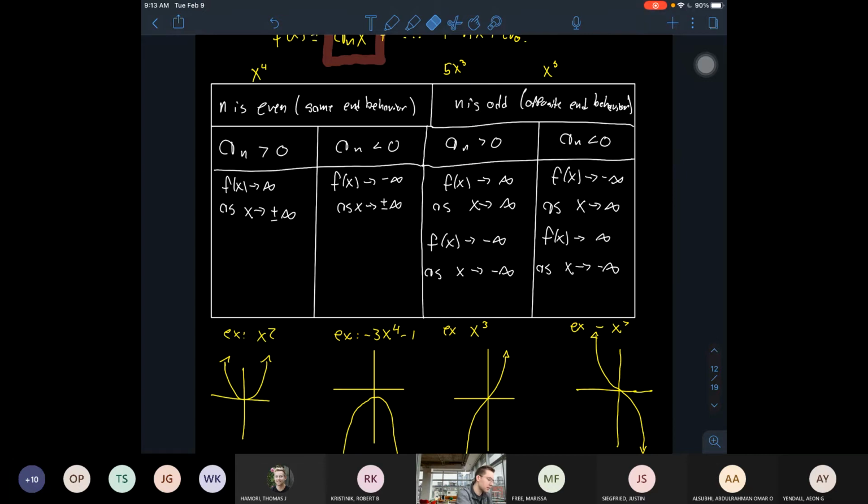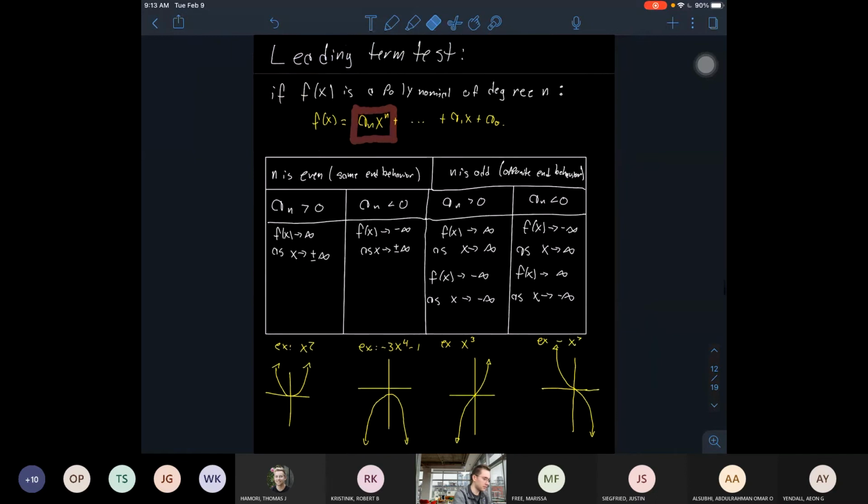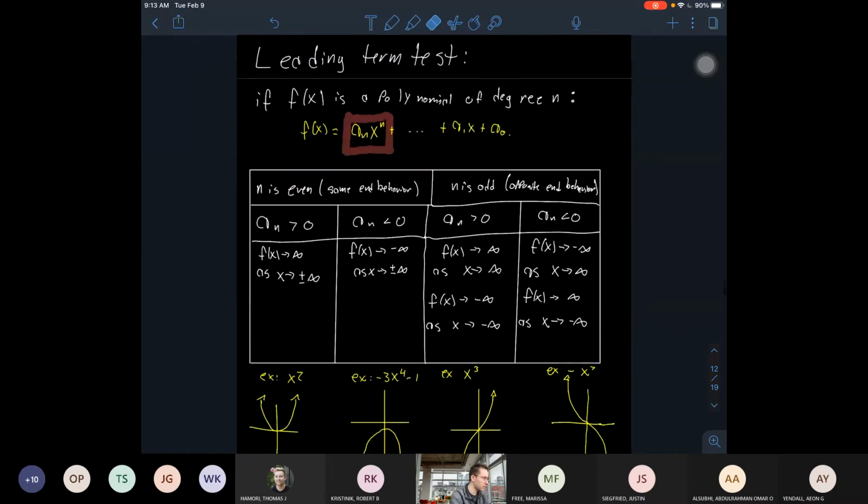Are there any questions about this table and how to use it, or about end behavior? Does this stuff make sense, or is it confusing?